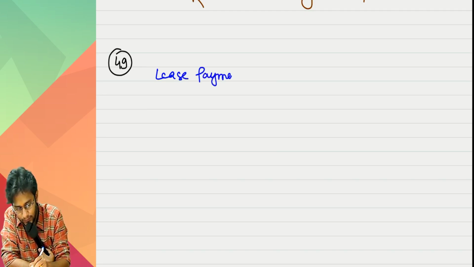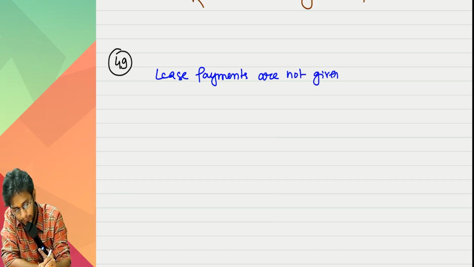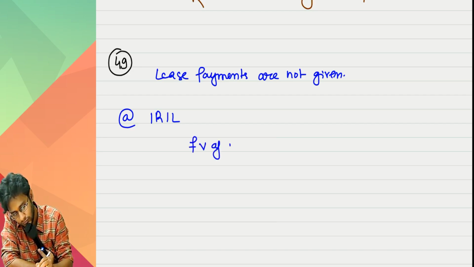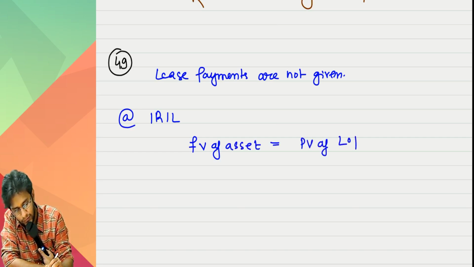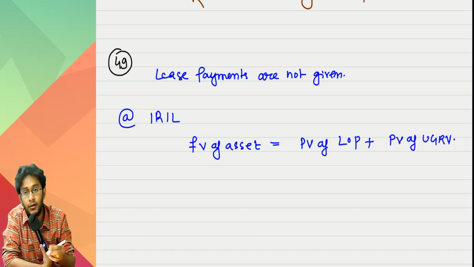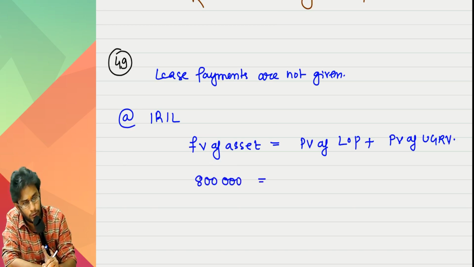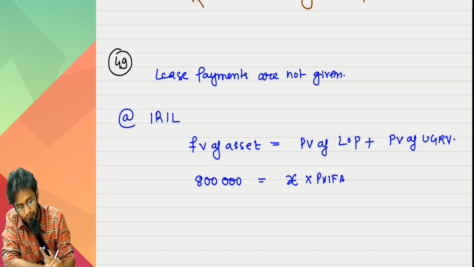Lease payments are not given. What we know is that at IRIL, fair value of the asset is equal to PV of lease payments plus PV of UGRV. Fair value of the asset, that fellow gave it to you as 8 lakhs. Lease payments I do not know. I am assuming it as LP, or if you want, I will assume it as X into PVIFA.